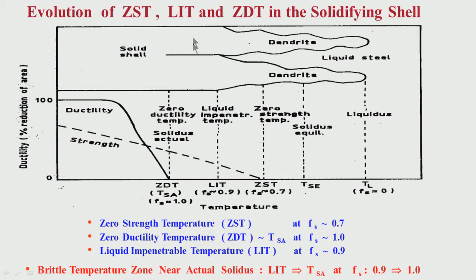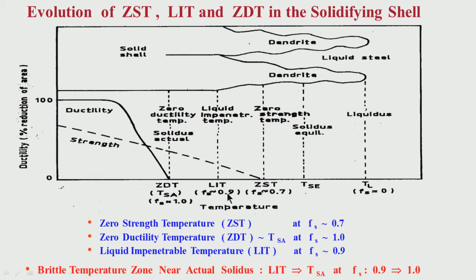But in this particular zone, that means when the solid fraction is more than 0.9, so beyond 0.9, which is the liquid impenetrable temperature, this temperature region is the real brittle temperature region. So here the toughness of the dendrites is nil, but even if there is crack formation because of this low toughness, liquid steel goes and heals those cracks. But in this temperature region, when again there is no toughness, there is a possibility of crack formation, but the liquid steel cannot penetrate in this region and heal up those cracks. So what is happening here? If cracks are forming, liquid steel is healing them up. So even if the dendrites have zero ductility, this temperature region is relatively safe, but this temperature region is really unsafe.